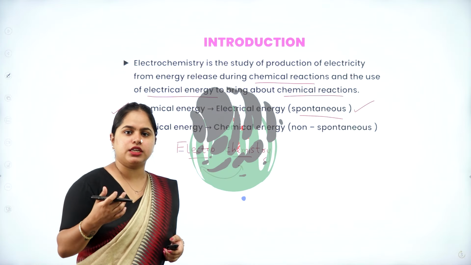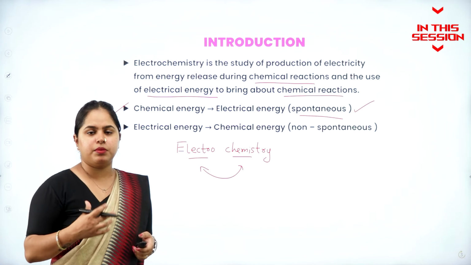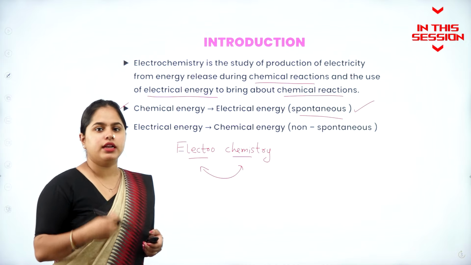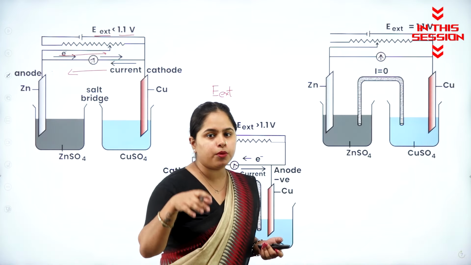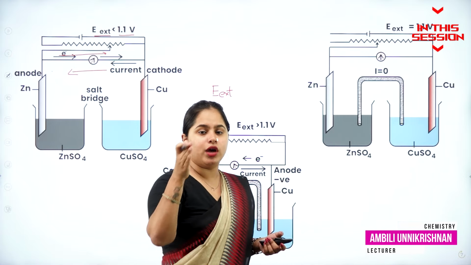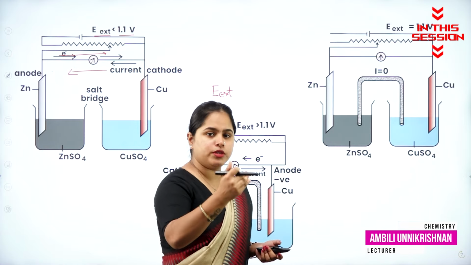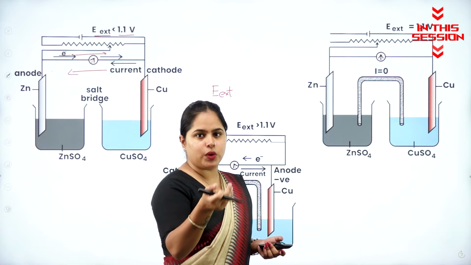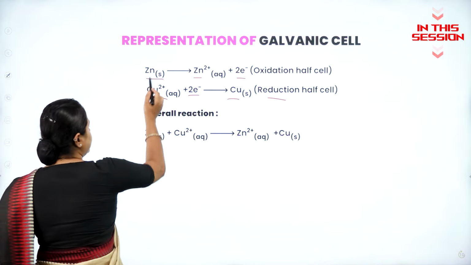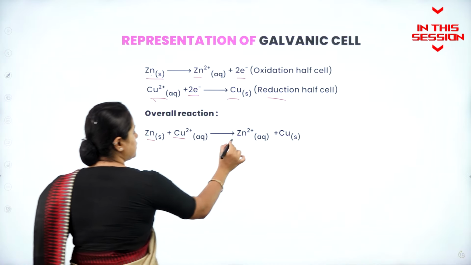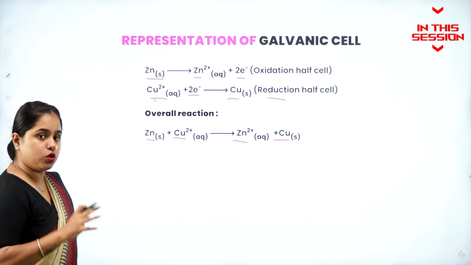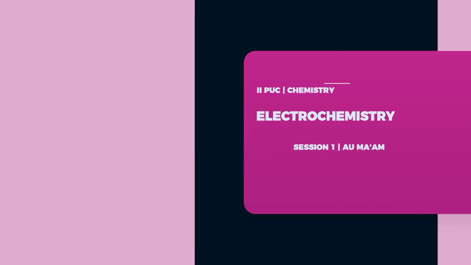Spontaneous reactions are reactions which will happen on their own. That means there is no need of any external agency for the reaction to take place. What is already produced by the cell is 1.1 volt. I am applying another external EMF which is opposite to that, with the same value, that is 1.1 volt. Now what is the overall redox reaction which is taking place here? Zinc plus Cu2+ gives Zn2+ plus Cu. Right. So this is the reaction which is taking place, the overall redox reaction.